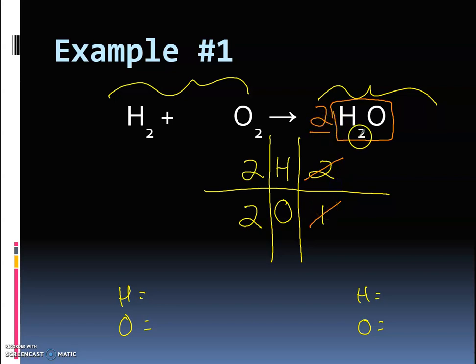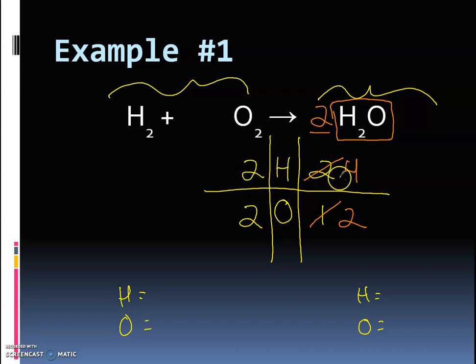I now have 2 times 2 hydrogens, or 4 hydrogens, and 2 times 1, or 2 oxygens. That balanced my oxygens, but it unbalanced my hydrogens. And that's okay, because if you get thrown off balance, you just got to wobble a little bit. And when you wobble, then you fix your adjustments.